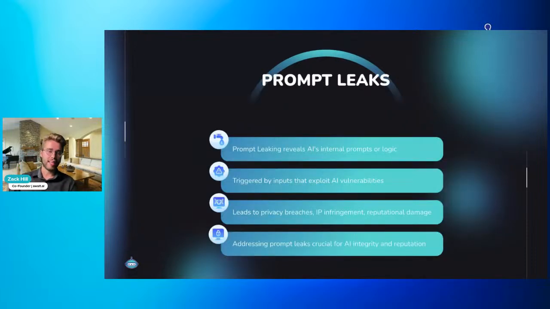Okay, so prompt leaking in AI systems involves unintentionally disclosing a model's internal prompts or logic. So this vulnerability surfaces when specifically designed inputs trick the AI into unveiling its core operational prompts. So the consequences of prompt leaks include privacy breaches, intellectual property infringement, and significant damage to your reputation. Now, addressing prompt leaks is essential for maintaining the integrity of AI deployments, safeguarding intellectual assets, and upholding organizational reputation.